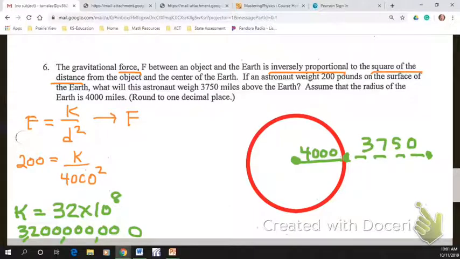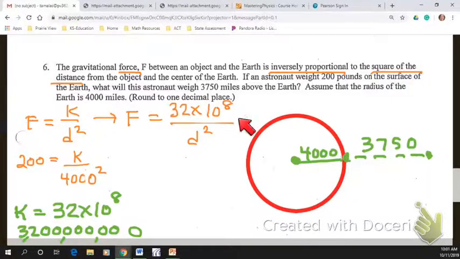I have force equals 32 times 10 to the 8th, and if you would just rather write a 32 with 8 zeros, go right ahead, divided by d squared. Okay? And now I have new numbers to plug in. What am I supposed to find? You're supposed to find how much this astronaut weighs when he's out here, right?